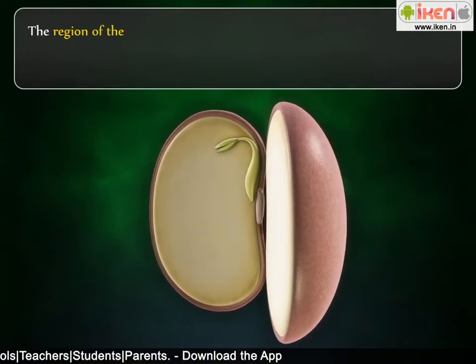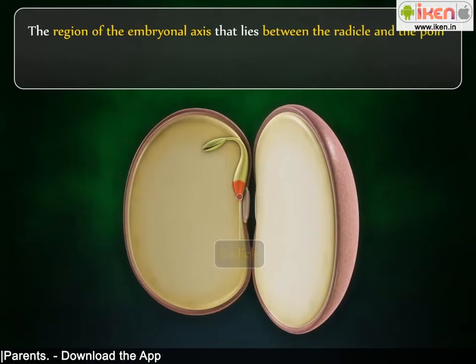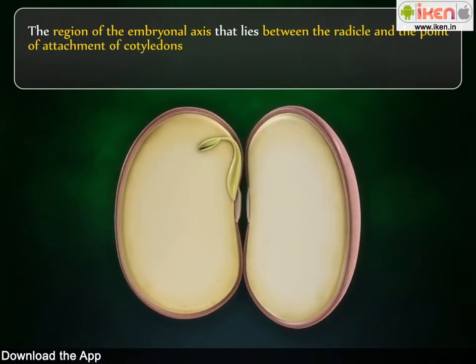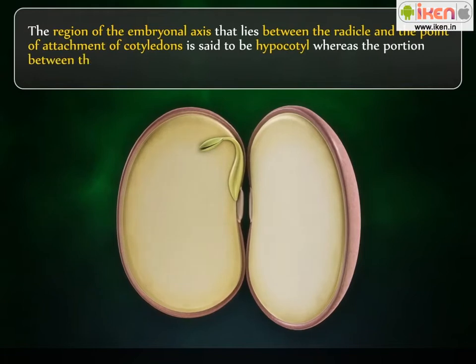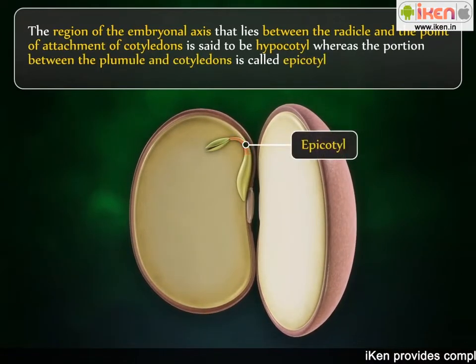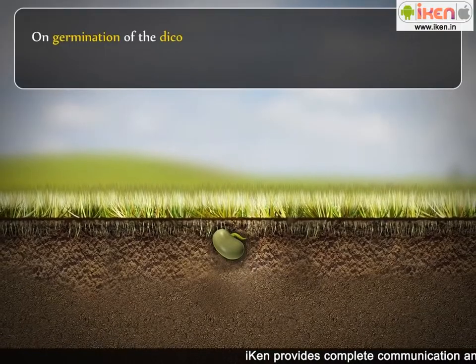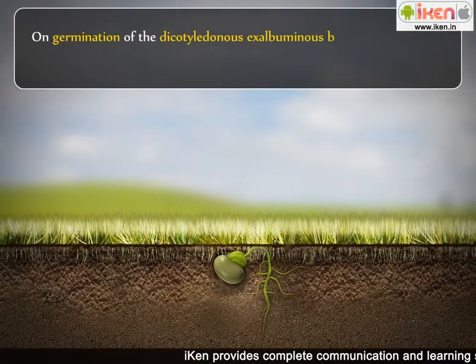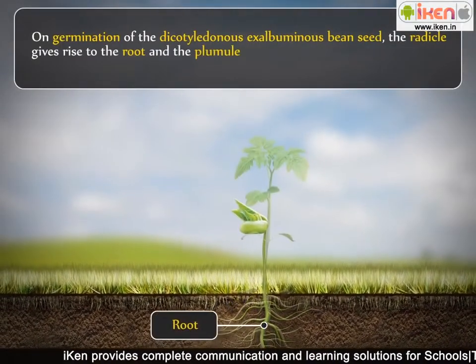The region of the embryonal axis that lies between the radicle and the point of attachment of cotyledons is said to be hypocotyl, whereas the portion between the plumule and the cotyledons is called epicotyl. On germination of the dicotyledonous exalbuminous bean seed, the radicle gives rise to the root and the plumule to the shoot.